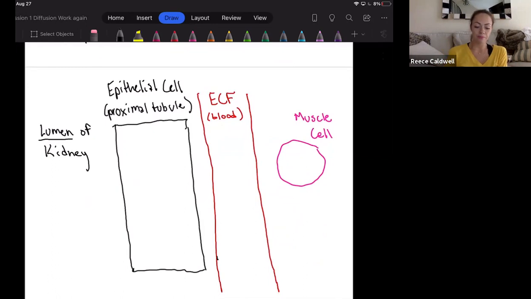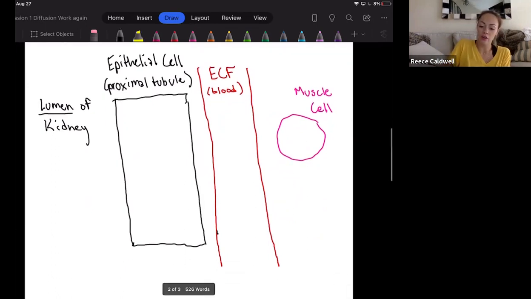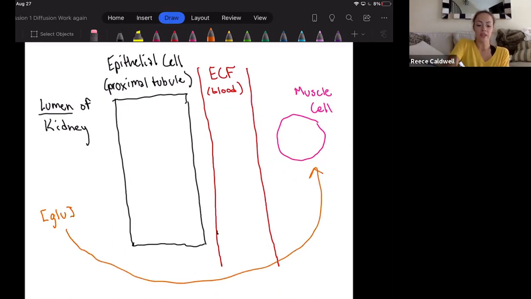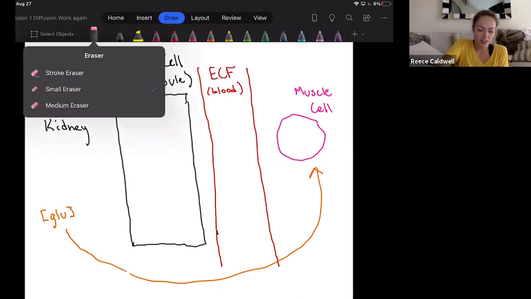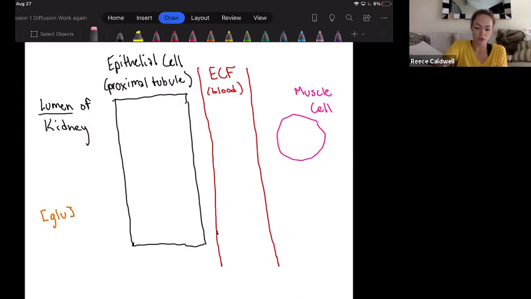So what we're going to be looking at here is that our end goal is getting a molecule of glucose into the muscle cell. So our overall goal is going to be getting a molecule of glucose and moving it on into the muscle cell. However, we can't just do that. There's a couple steps that we need to do before. So let's go ahead and discuss those.